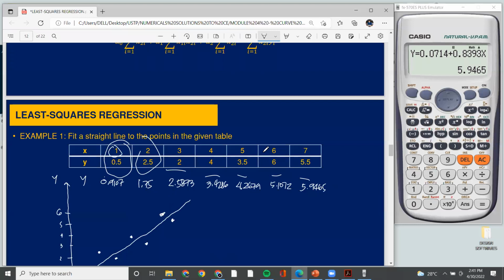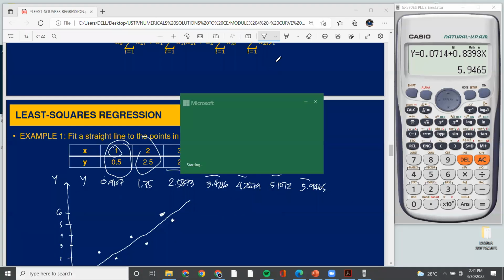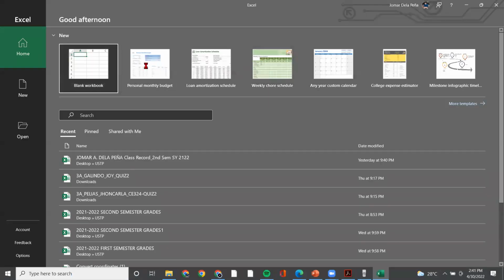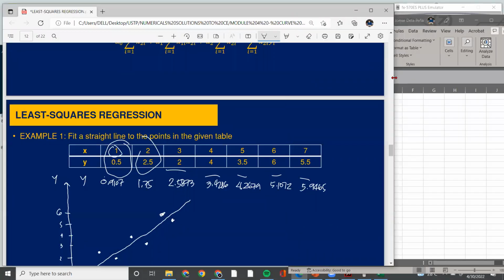Okay, so these are the corrected values. Now let's try to plot it. Can you see? Yes, sir.